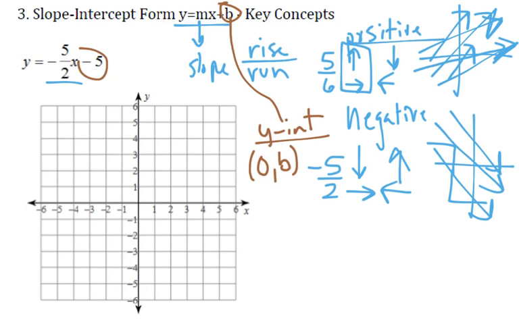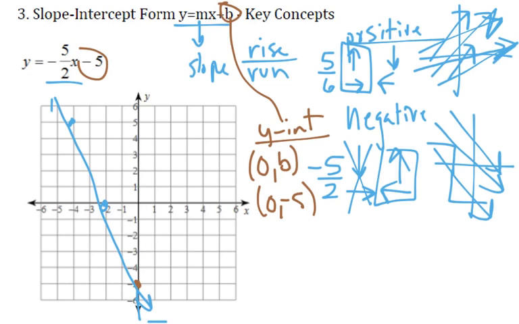Here's a minus 5, so our y-intercept is 0, negative 5. So we plot that point on our y-axis. Then we look at our slope. Down 5 to the right 2, well, we're running out of room, right? So we want to go up 5 to the left 2. We can go up 5 to the left 2 again. And there's our line. And there's slope-intercept form.